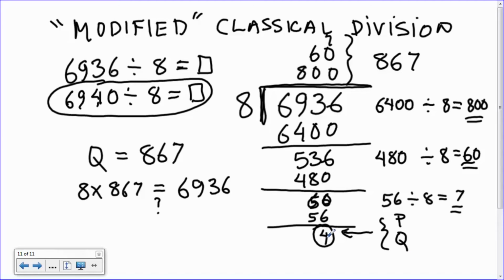And so if these are cookies and I want to distribute those into 8 parts, then what I have to do is take those 4 cookies and divide them in half. And so each person would get 4/8 of a cookie. Or each person would get a half a cookie more than the 867 cookies that they're already going to get. So again, depending on whether it's partitive or quotative, depends on how you interpret that answer that you get when you're using modified classical division. We'll say a little bit more about this in a couple more problems that we look at.